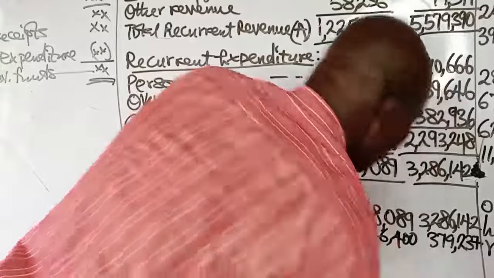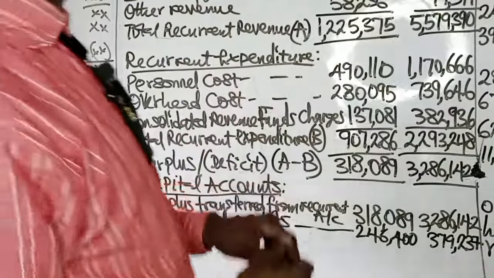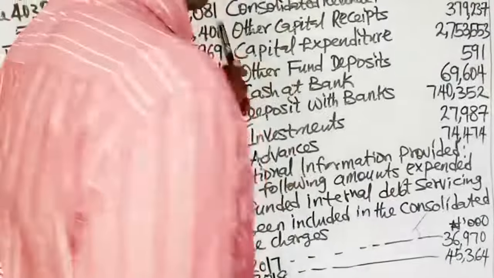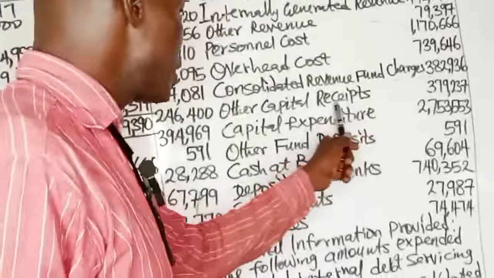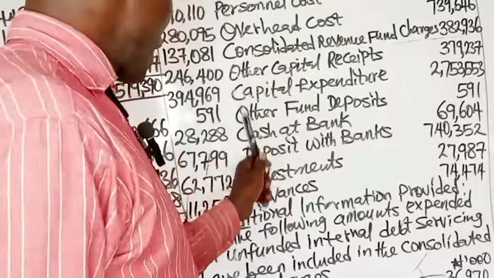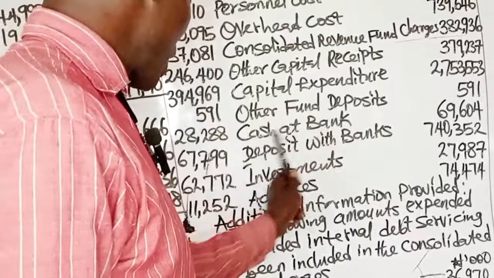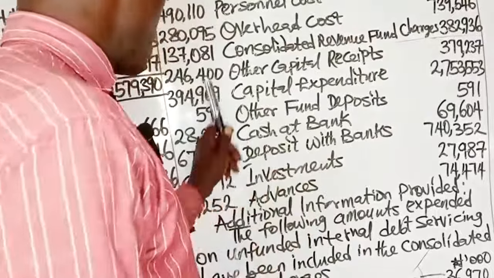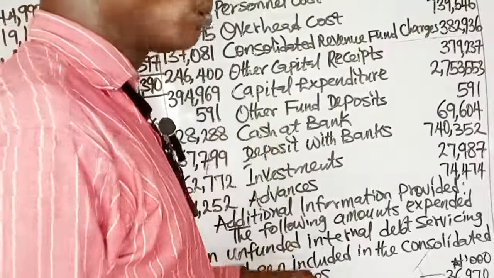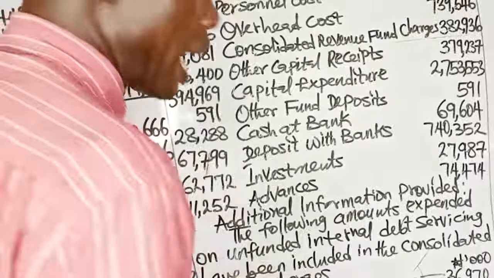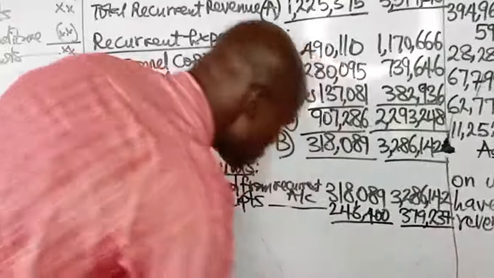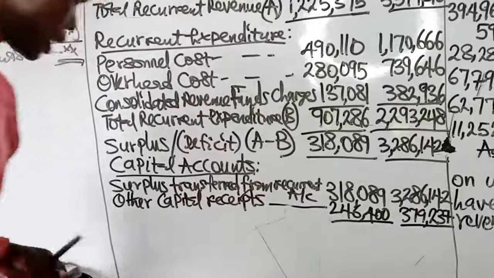Back to the question, do you have any other item of capital nature, any receipts of capital nature aside from the other capital receipts? Then we have capital expenditure. This is an expenditure. Other funds and deposits, cash and bank, all these are assets and liabilities. There are no other receipts of capital nature. So you now sum up your capital receipts. So you have total.